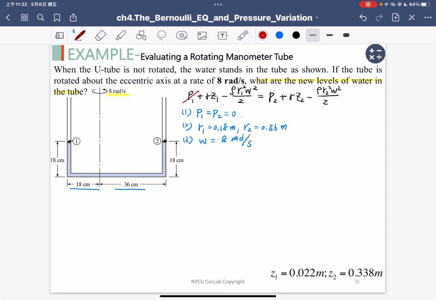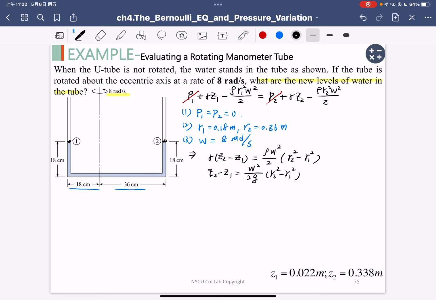So we just remove the P1 and the P2, and we reorganize the equation to be gamma times Z2 minus Z1 on the left, and the right hand side is 2 over rho omega square times R2 square minus R1 square. Then we move the gamma to the right hand side. So we know that Z2 minus Z1 is equal to omega square over 2g times R2 square minus R1 square.